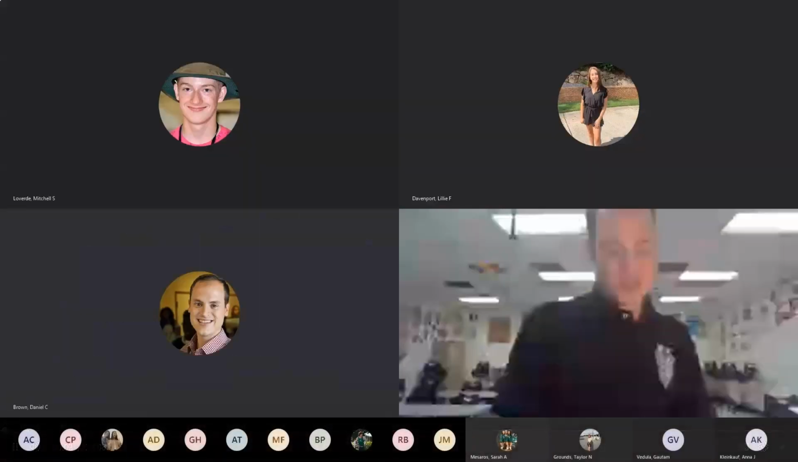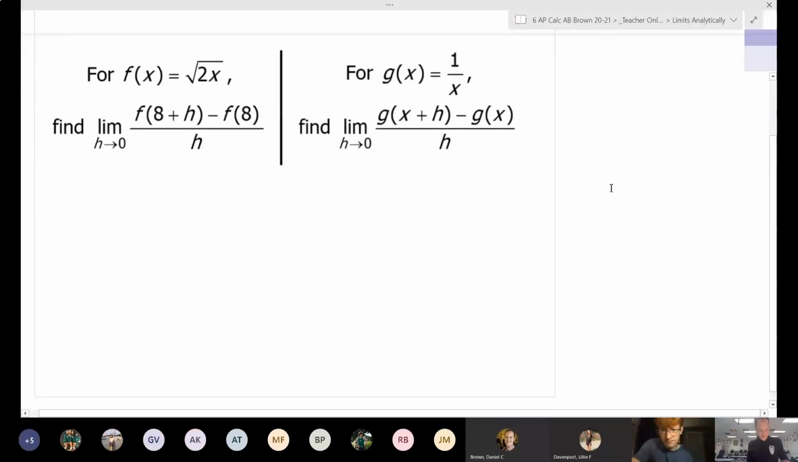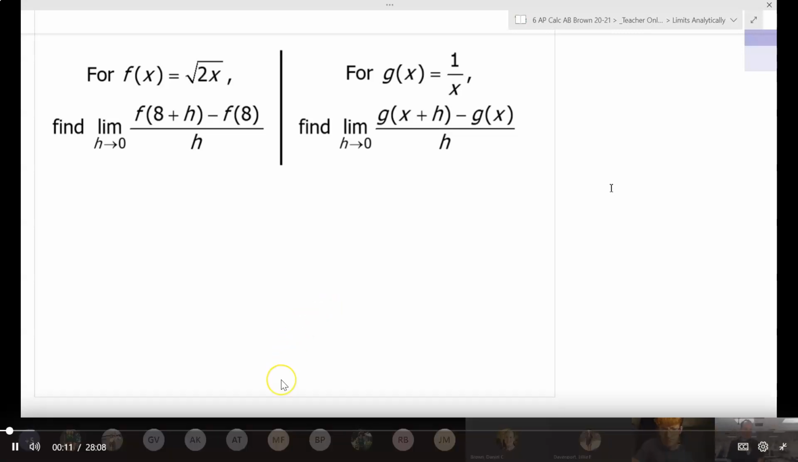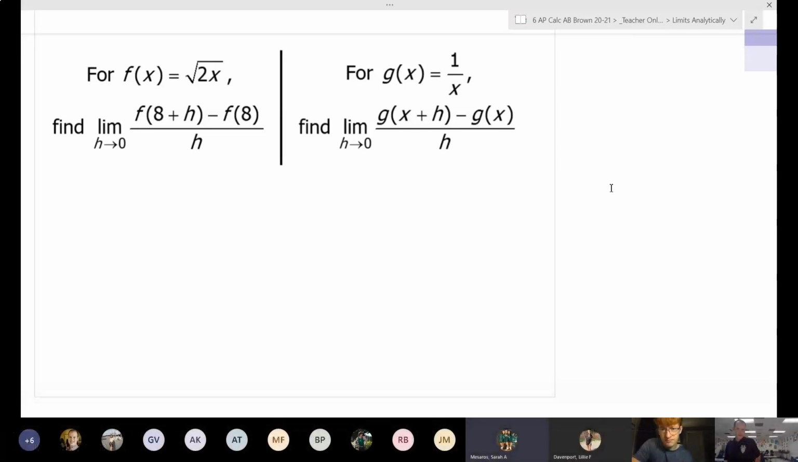I just made them up, so I don't think I shared it with you. You shared it. I did. I think, is that the top of the page? No, it's at the bottom of topic 2, limits analytically, in the notes section. Awesome. Thanks, Sarah.